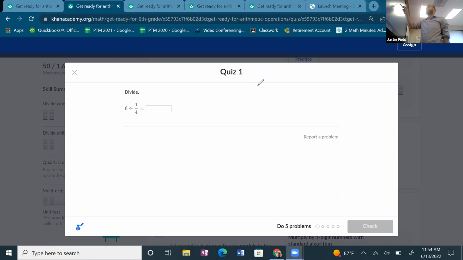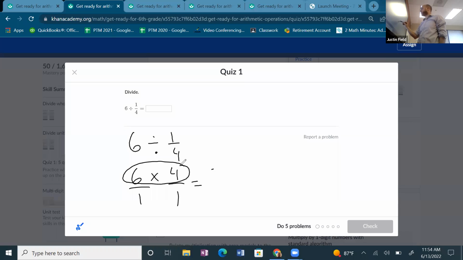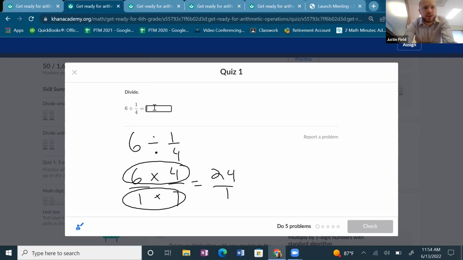So this first one is dividing a whole number and a fraction. The rule for that is to flip and multiply. So we change that division to multiplication. We make the whole number into a fraction, 6/1, and then we just multiply across. 6 times 4 is 24, and 1 times 1 is just 1. And we don't have to write 24/1. We can just write 24.